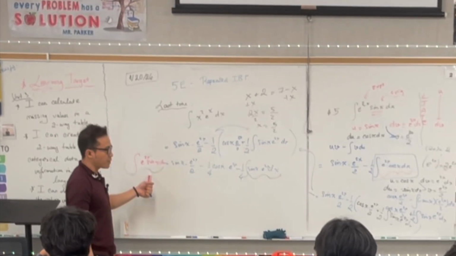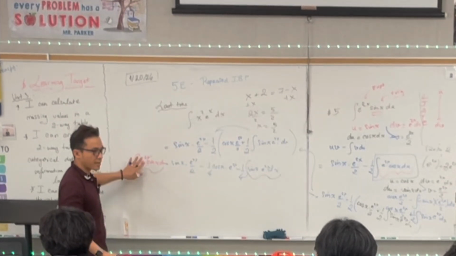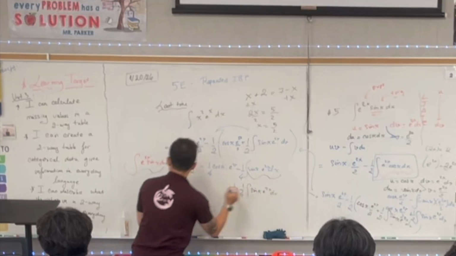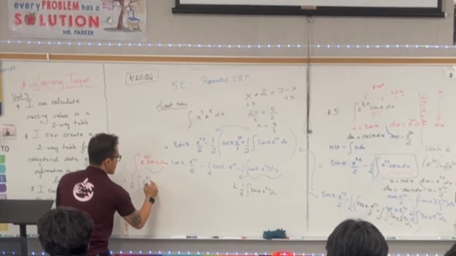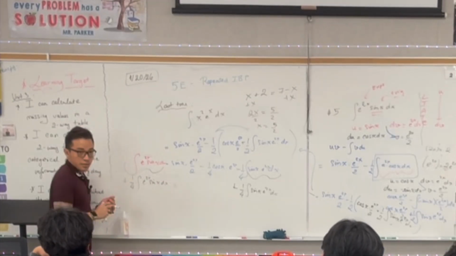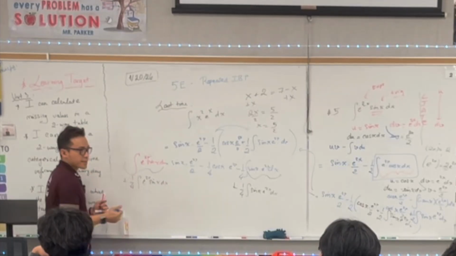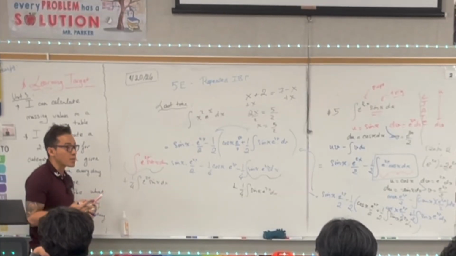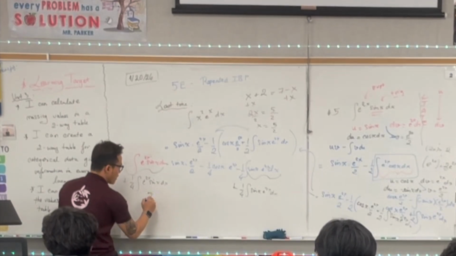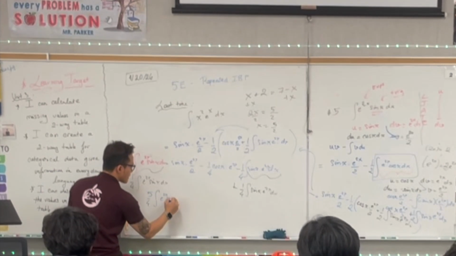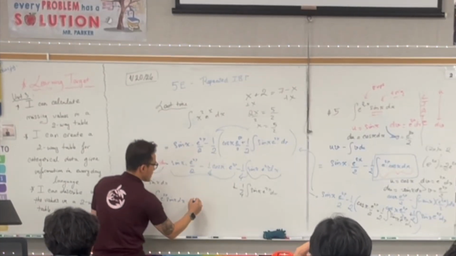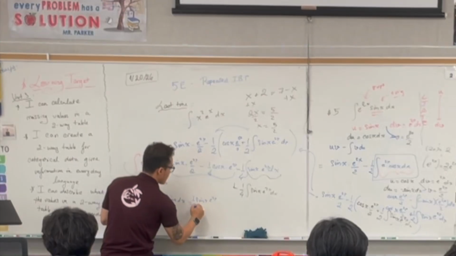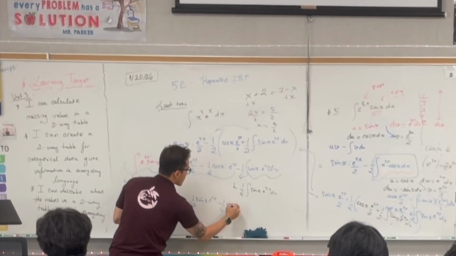Same thing here. This one is what you want to find, and this is also what you want to find. I'm going to move this one over here, so I'm going to add 1/4 integral of sine x e to the 2x dx. 1 plus 1/4 is 5/4, right? 5 over 4 integral of e to the 2x sine x dx equals this whole thing here: sine x e to the 2x over 2 minus 1/4 cosine x e to the 2x.